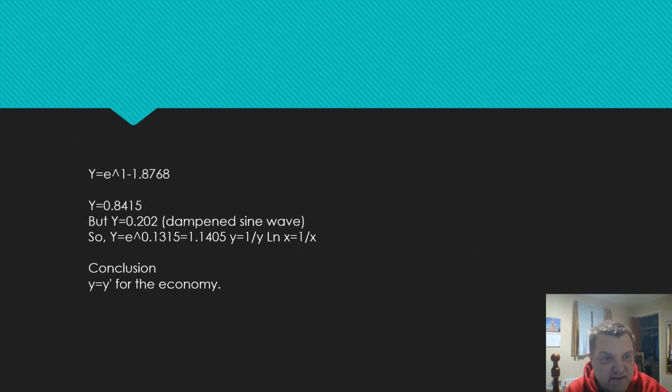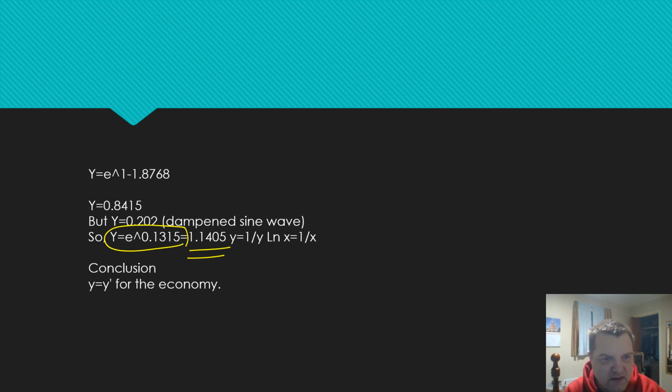So y is equal to e to the power 1 minus 1.876. Y is equal to 0.84. But we know from the dampened cosine that y is equal to 0.202. So y is equal to e to the power 1315. That is the U.S. economy equation, and that is equal to 1.145. 1405 is your economic multiplier.